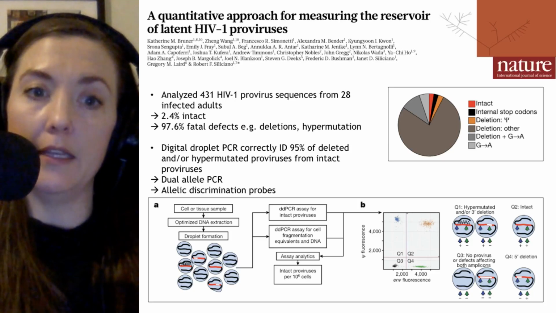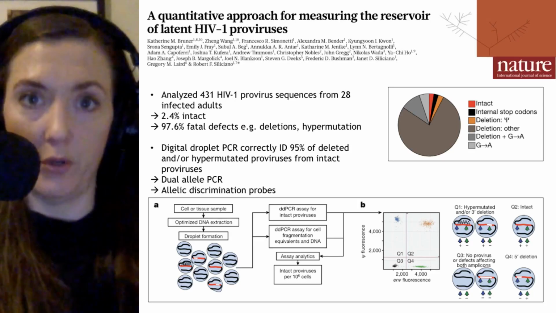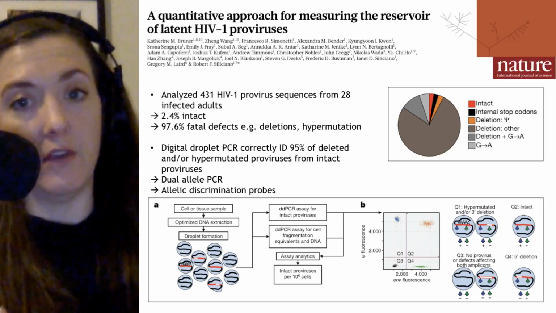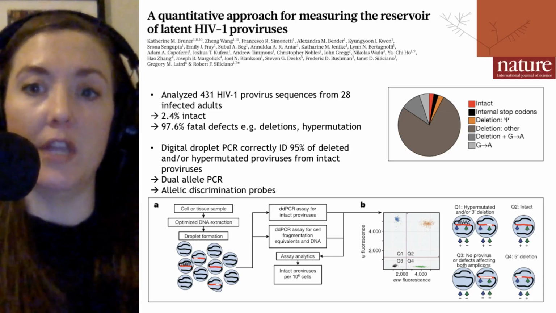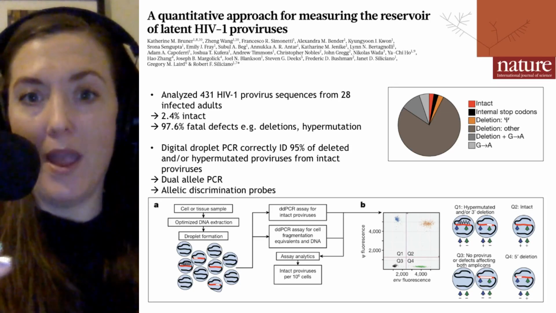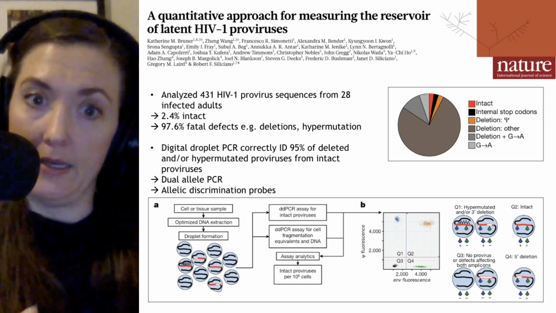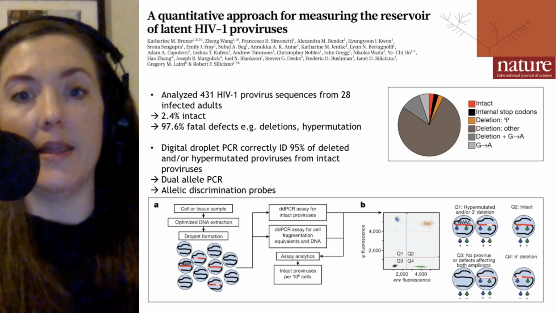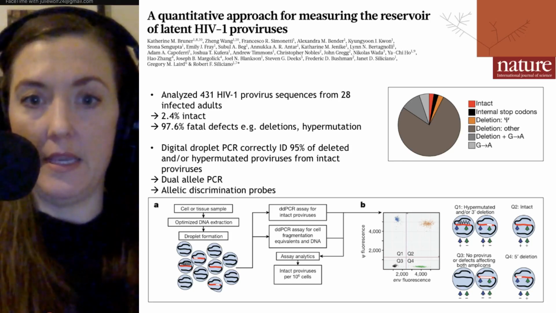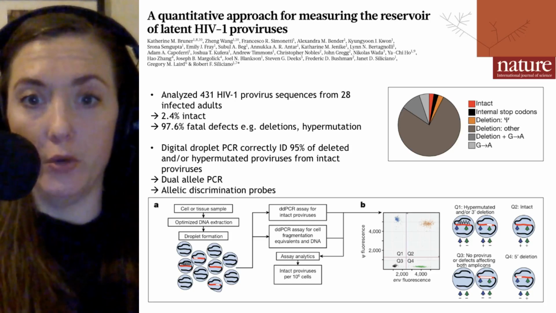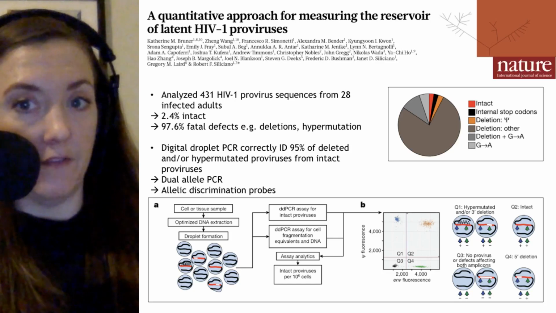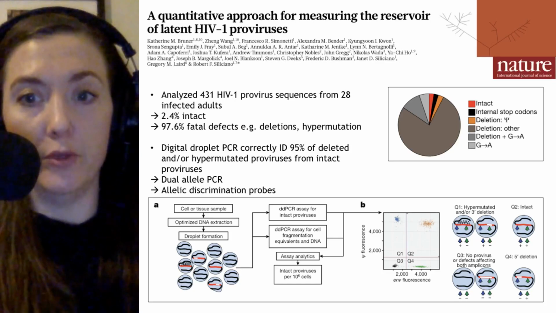And they have these allelic discrimination probes. So these are fluorescent probes that will become fluorescent when they find their cognate sequence. So if there is a particular G to A mutation that is associated with a defective virus, when that probe finds its cognate sequence, it will then light up, and that can be detected by various means. In this case, you can see in segment B below that there are different fluorophores that measure either the deletions on the 5' or the 3' side or the hypermutation.